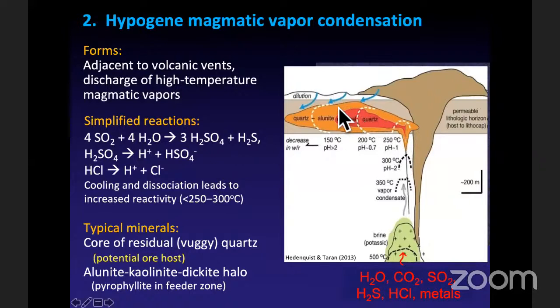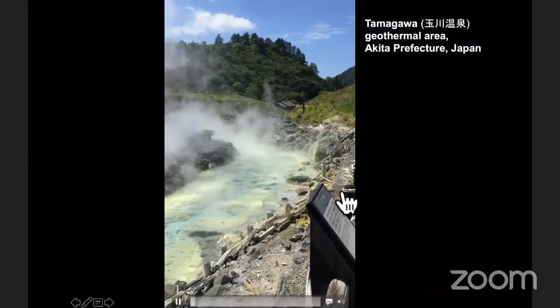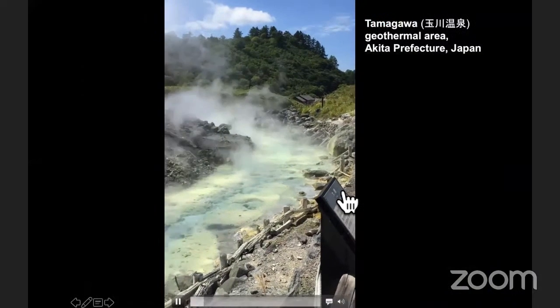Then this sulfuric acid and HCl directly from the magma, if it has not been buffered at depth, start to dissociate and produce extremely acid conditions, to the point that the pH can be below 1. All these minerals, kaolinite, alunite, dickite, are soluble at that pH, and they produce what we call a residual quartz residue, which very often is mineralized with gold, copper, silver in what we call, again, high sulfidation deposits. So this alteration, this color in orange, is a halo to high sulfidation mineralization. So let's look at this video.